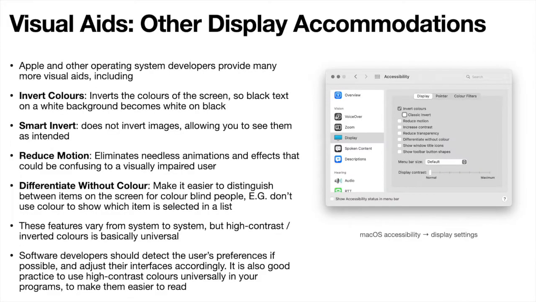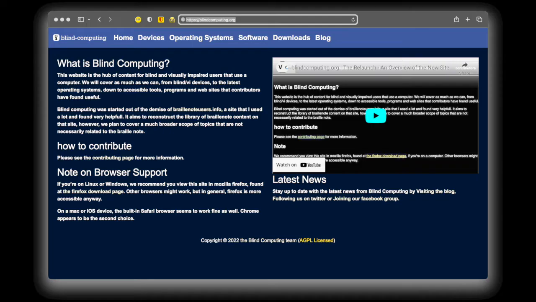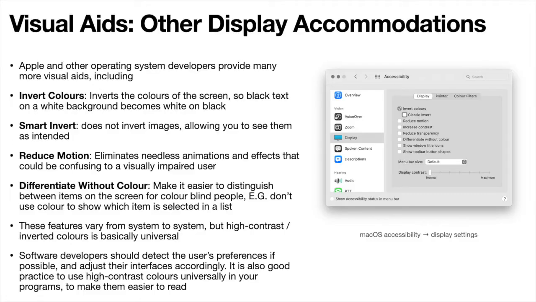There are a whole host of other so-called display accommodations. I could go through a massive list of them. One of the most important ones for a lot of people is inverted colors or high contrast, where instead of having black text on a white background, you will have white text on a black background.